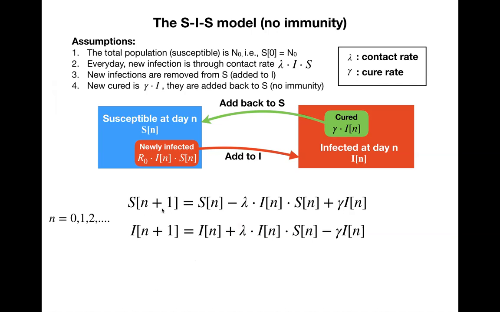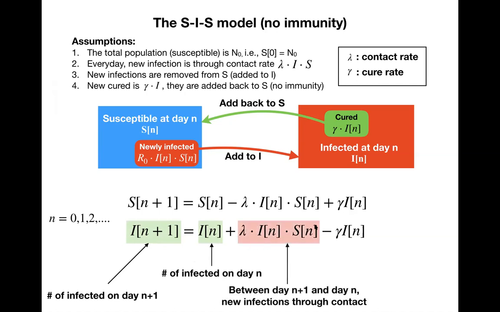So S(n+1) equals S(n) minus lambda times I times S plus gamma times I. And I, the next day, is the opposite, because you move one population to the other and the other way around. So the infected people the next day will be based on the infected number on day n, plus the newly infected between day n and day n+1, and minus the cured on day n.